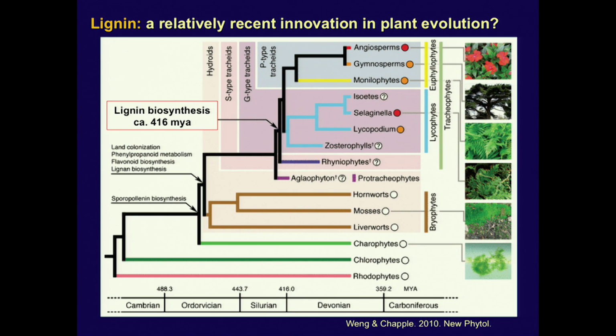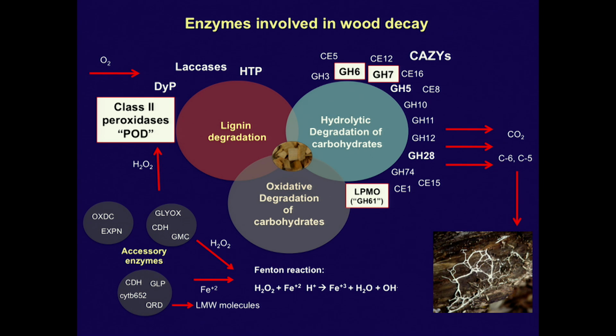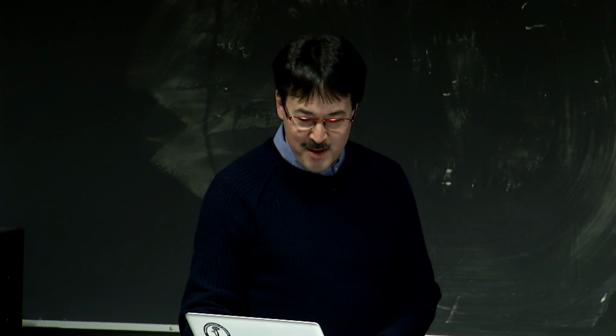So wood is complicated, and fungi have a lot of different enzymes involved in decay of wood, so lignin degrading oxidoreductases. We'll focus on the class 2 peroxidases today. Hydrolytic enzymes that attack carbohydrates. LPMOs are lytic polysaccharide monooxygenases that we'll talk about as well. A bunch of accessory enzymes. It's very complicated, and this is not my comfort zone. So biochemistry is not easy for me.